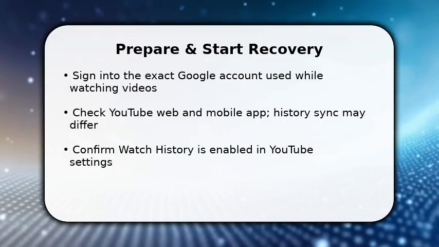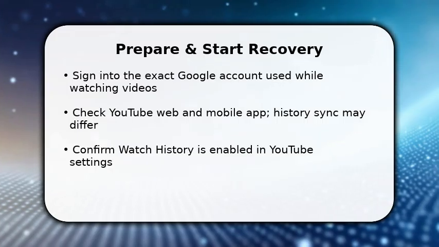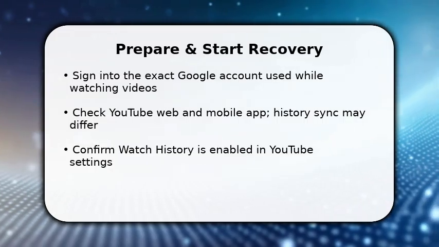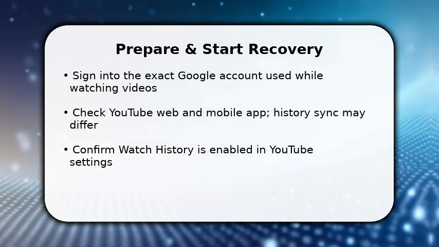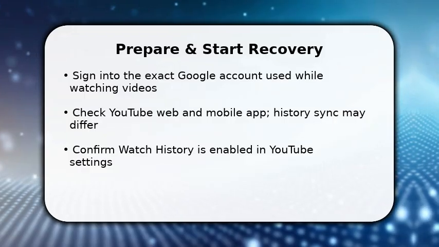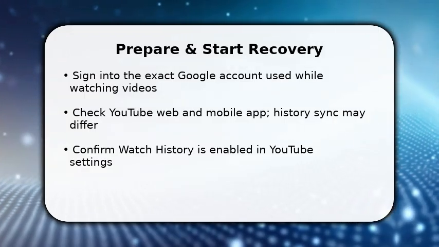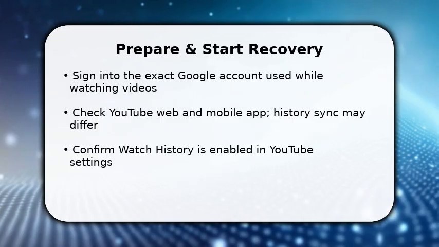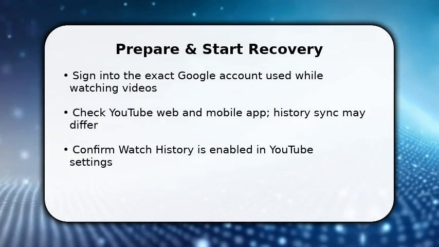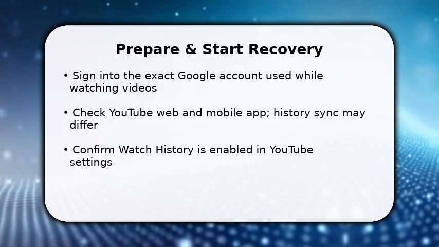You're signed in, so start by confirming watch history is enabled. Open YouTube, go to Settings, History and Privacy, and toggle Watch History on. Once done, pause and check that your Google account activity controls allow web and app activity. That's where YouTube logs live.